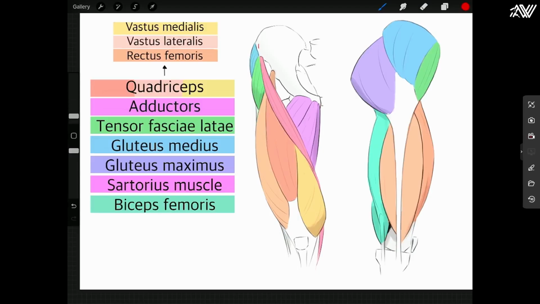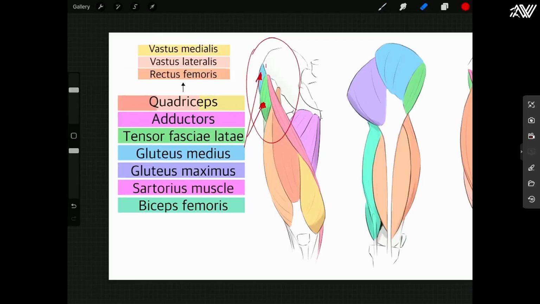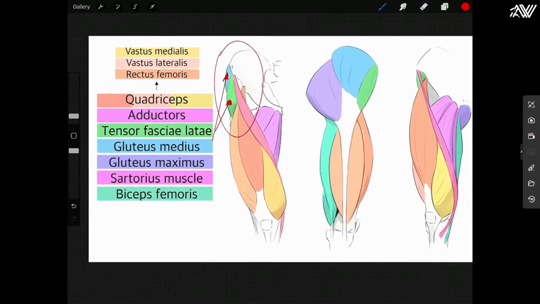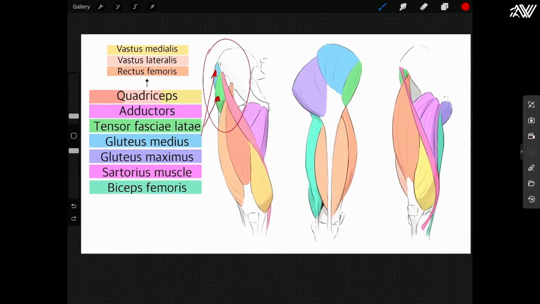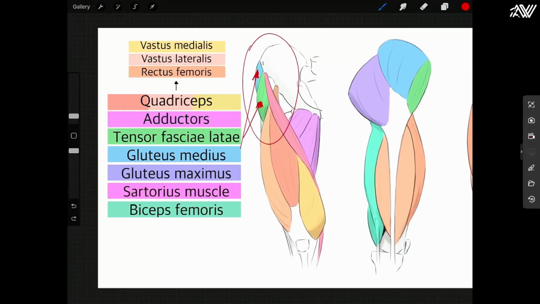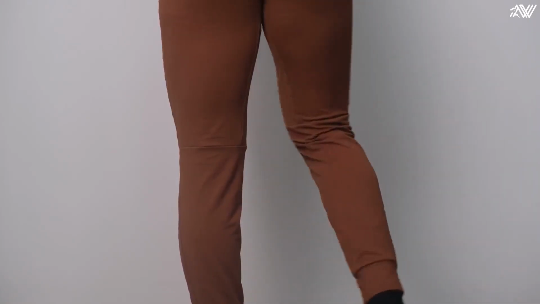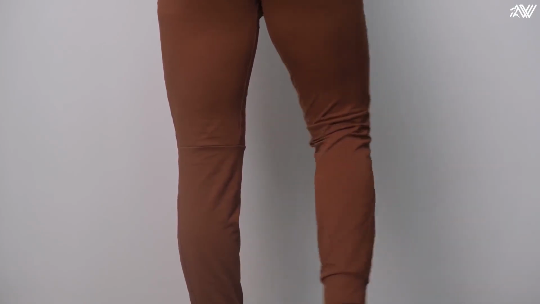Then moving on, we have the tensor fasciae latae, which is this little muscle that sits next to the gluteus medius. The glute medius and the tensor fasciae latae will be on the lateral side of the hip. Now the tensor fasciae latae, it's a little bit misrepresented here, but it actually runs all the way down to the knee joint. And its main function is to extend and externally rotate the leg around the knee joint. So it does have a very certain and specific function.